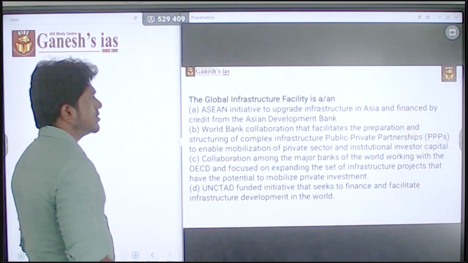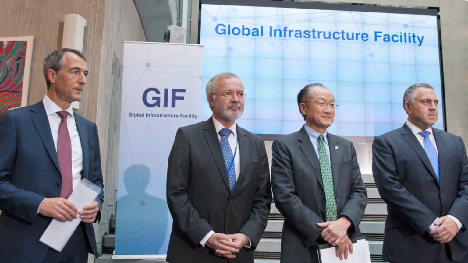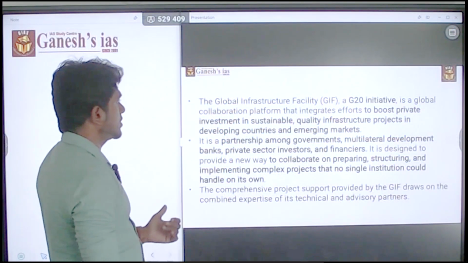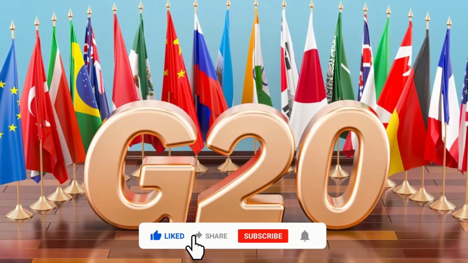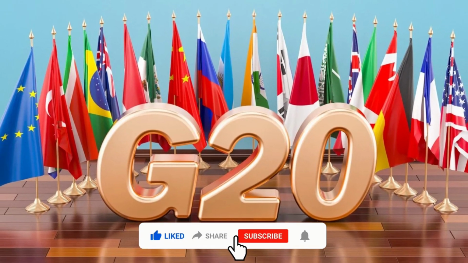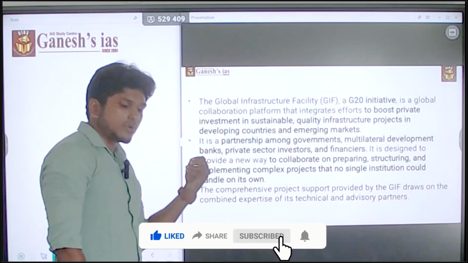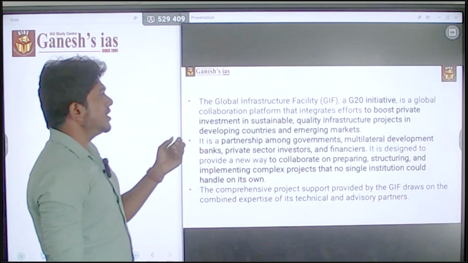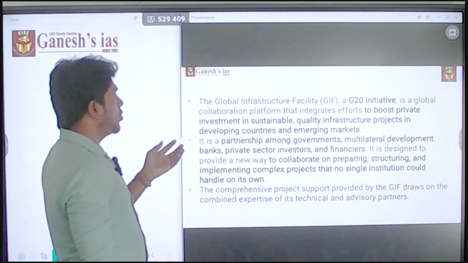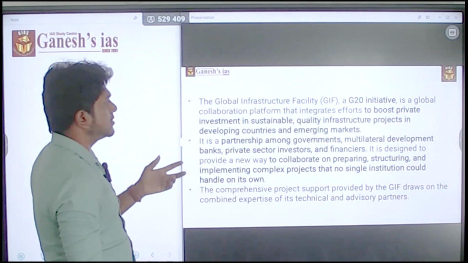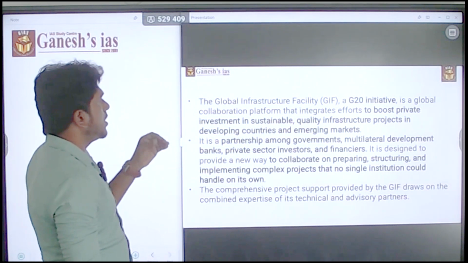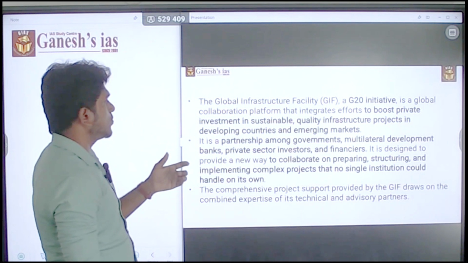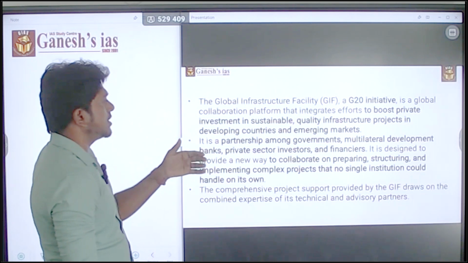Okay. So the question is all about the Global Infrastructure Facility. First of all, you need to know what the Global Infrastructure Facility is. It is the initiative of the G20, but it is managed by the World Bank. Who introduced this? It is the G20 countries. It is the initiative of the G20, a global collaboration platform that integrates the efforts to boost the private investments in sustainable and quality infrastructure projects in developing countries and emerging markets.